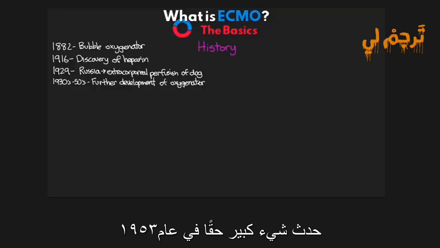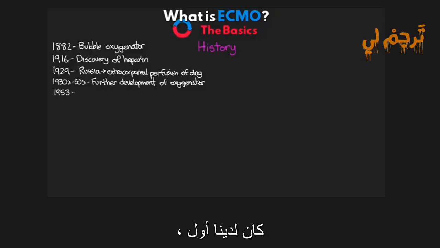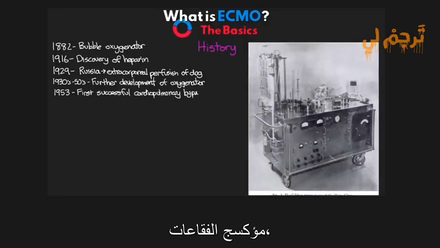Then one really big thing happened. In 1953, we had the first successful cardiopulmonary bypass utilizing a bubble oxygenator. And here's an example of the type of machine that they were using at that time. Pretty interesting to see this technology here.